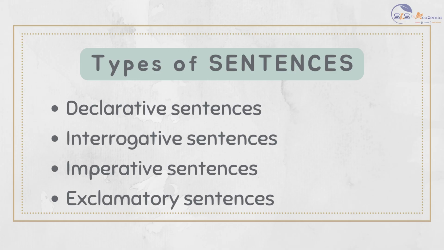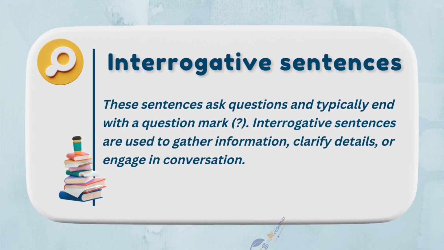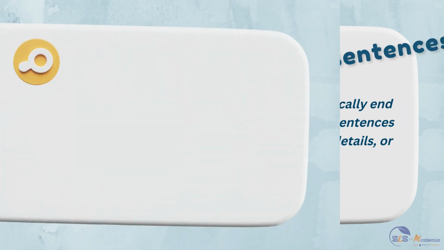There are four main types of sentences in English: declarative sentence, interrogative sentence, imperative sentence, and exclamatory sentence. Declarative sentences are the sentences that make statements or share information. They generally end with a full stop and are the most common type of sentence in everyday communication. The interrogative sentences are used to ask questions and typically end with a question mark. Interrogative sentences are used to gather information, clarify details, or to engage in conversations.